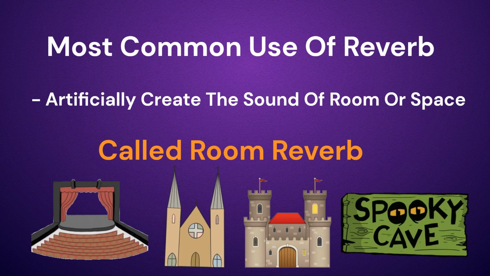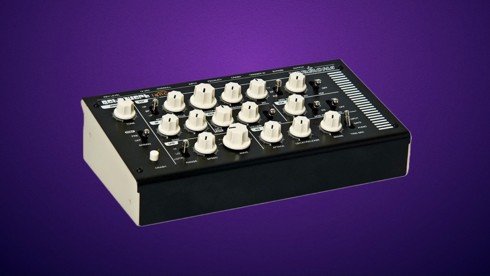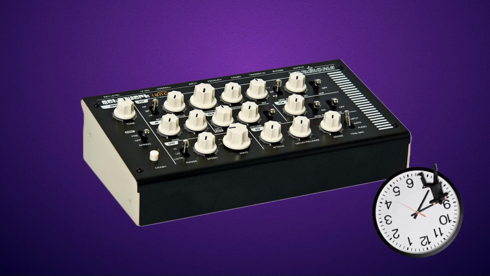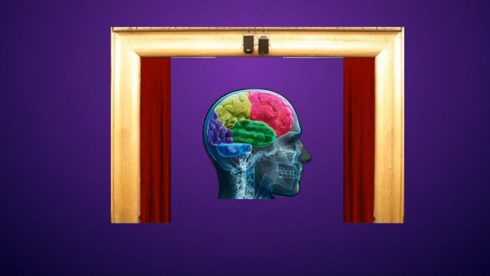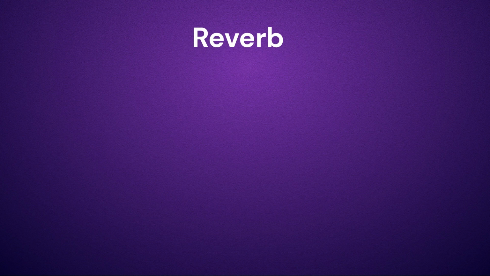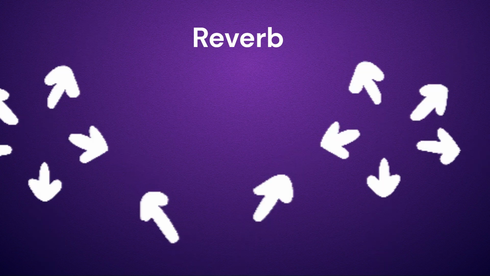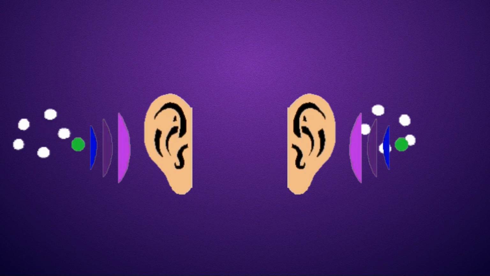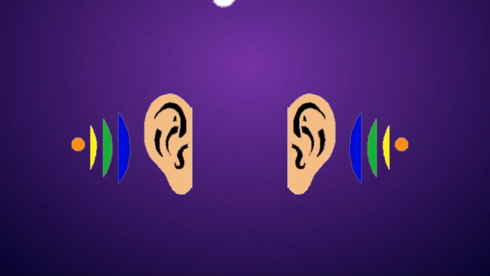Oftentimes that's called room reverb. It could be a small room, a large room, an auditorium, a cavern. Those are all ways that the controls on a reverb can manipulate the time element of those reflections to create the illusion of our sound being in a particular space. So remember, reverb is the cumulative sound of multiple reflections hitting our ears at different times.